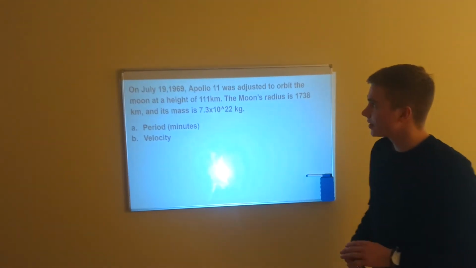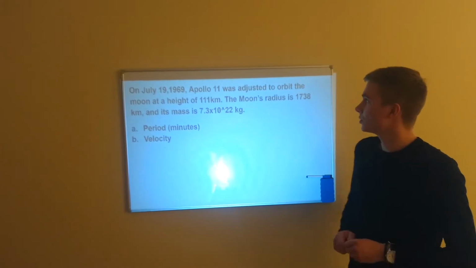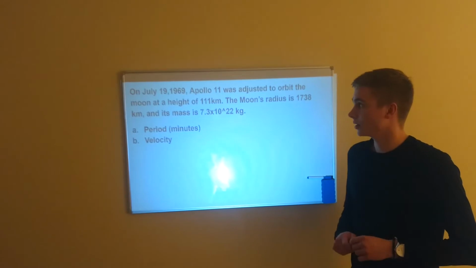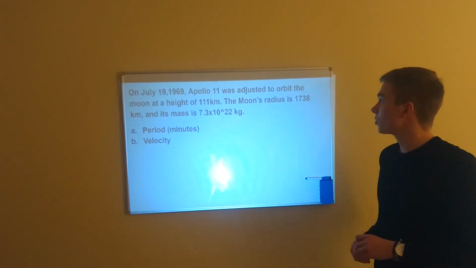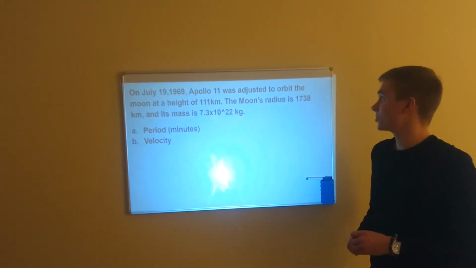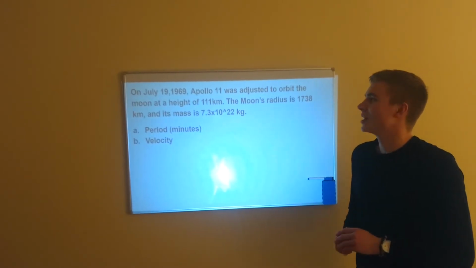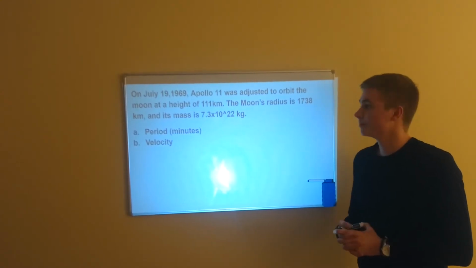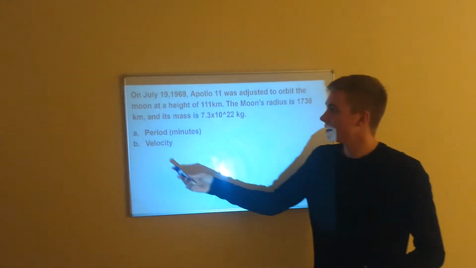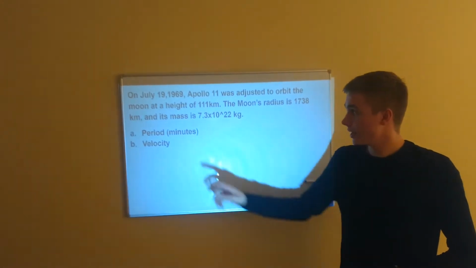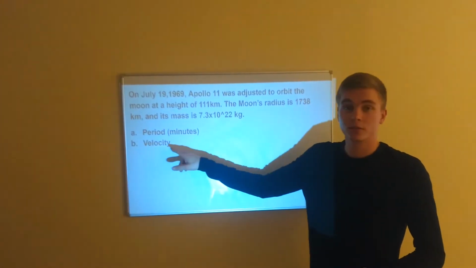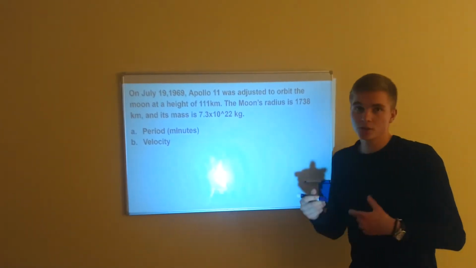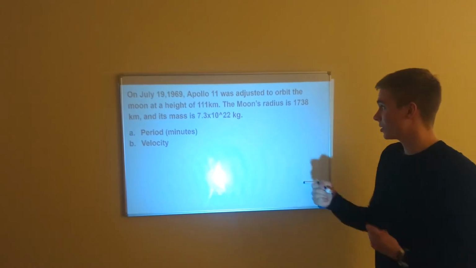So on July 19th, 1969, Apollo 11 was adjusted to orbit the moon at a height of 111 kilometers. The moon's radius is 1,738 kilometers and its mass is 7.3 times 10 to the 22 kilograms. They are asking us for the period of Apollo 11 in minutes, and then the velocity of the craft while it was in orbit.